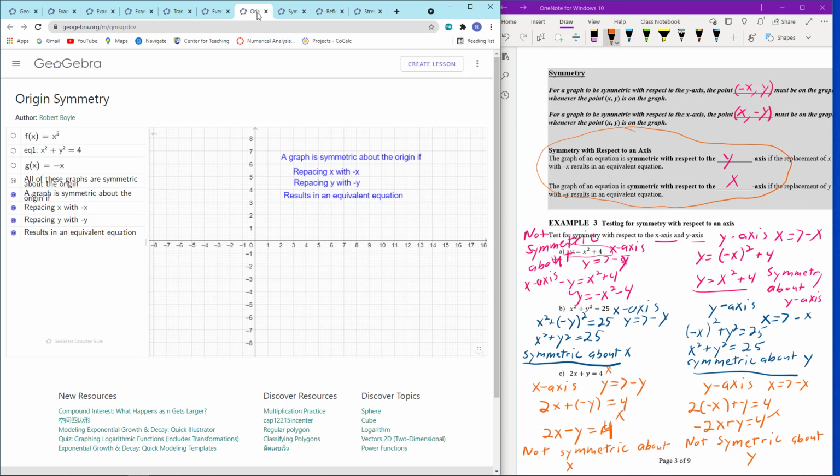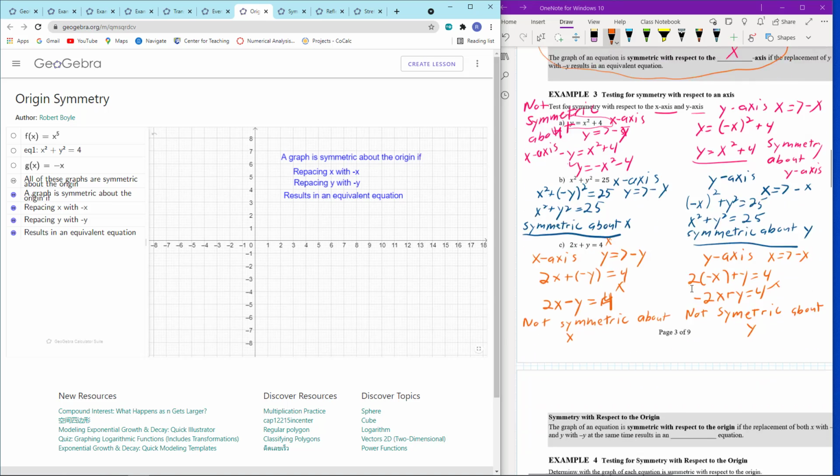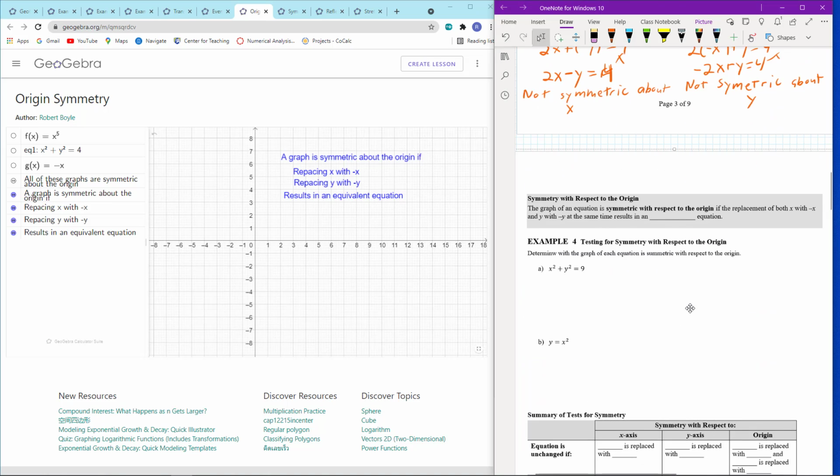And here is a rather non-descriptive graph that shows you that, but it does give you the criteria. It turns out that the graph is symmetric with respect to the origin if we replace both x with negative x and y with negative y, and it results in what we would call an equivalent, or in this case possibly the same, equation. So I'm going to write in here equivalent.